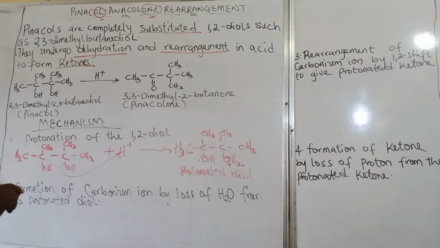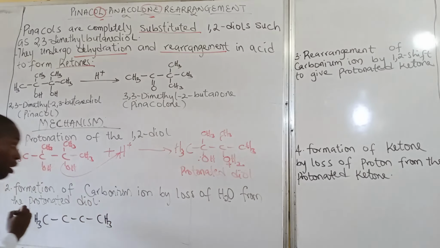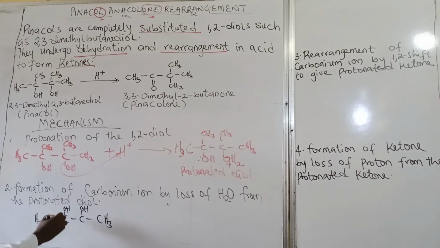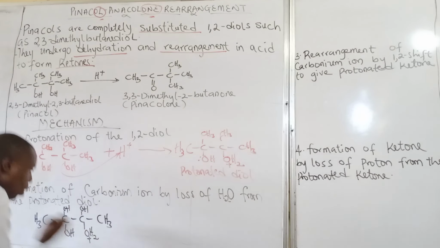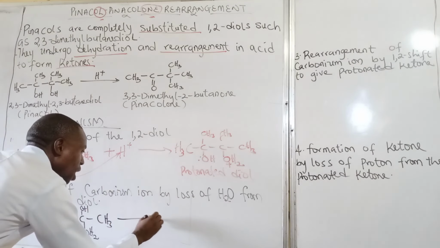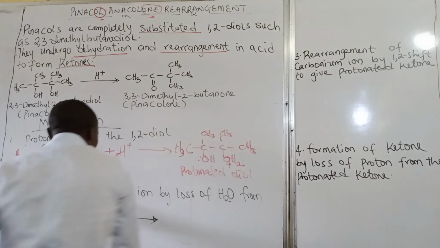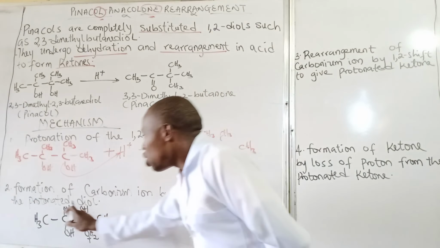The formation of carbonium ion by loss of water from the protonated diol. Very simple. So if I'm having something of this nature, which is H3, please follow the way the scheme is, and this is OH, and this is OH. Now I'm having these other cases as OH2+. Now, what are we going to have now? Please follow me. It says formation of the carbonium ion by loss of water from the protonated diol.